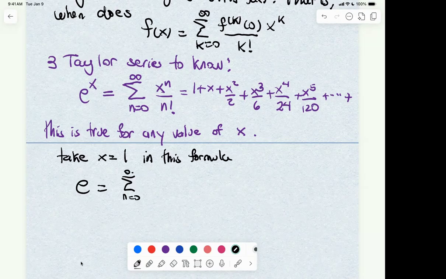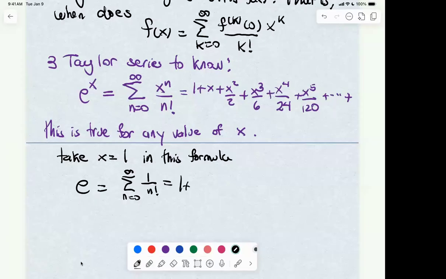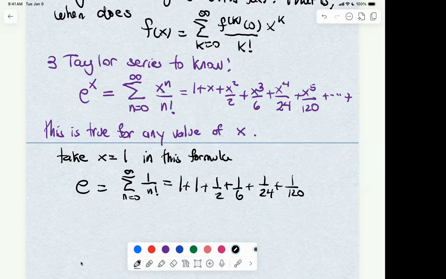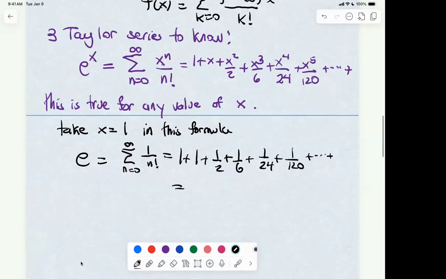So you would get 1 over n factorial. So the way you should think about this is that you get 1 plus 1 plus 1/2 plus 1/6 plus 1 over 24 plus 1 over 120, dot dot dot. I'm not the best at fractions, but 1 plus 1 is 2. 1 over 2 is 0.5, so at least this is 2.5 already. So this is 2.5 plus 1/6 plus 1 over 24, and it continues. Oops, sorry, this should have been 120.